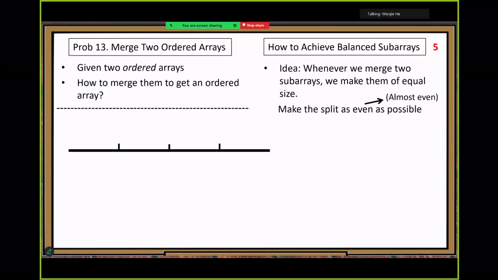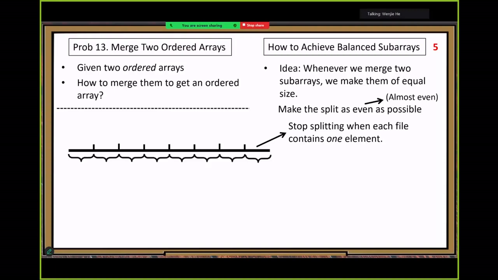That's the first round split. Second round split: for each subarray, we do another round of even split. Then a third round. Keep doing the splits until we cannot split anymore. When you get a one element array, you cannot split, so we have to stop. One element subarray, then you have to stop.